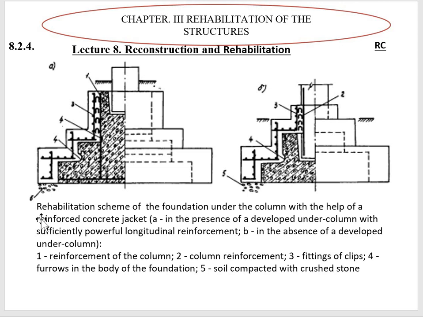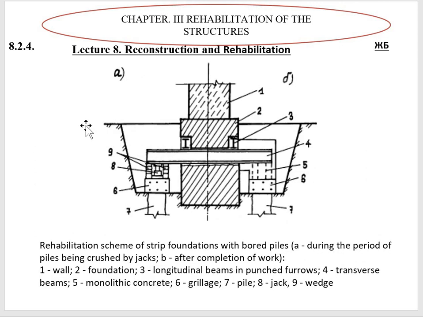We can increase the foundation using reinforced concrete jacketing, and also we can use unloading piles. Here we can create such beams in the hole of the foundation, and these cross beam connections give us the ability to redistribute bending and vertical impacts from the foundation onto the piles.